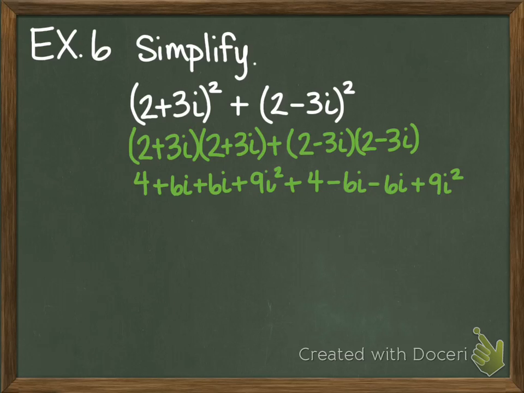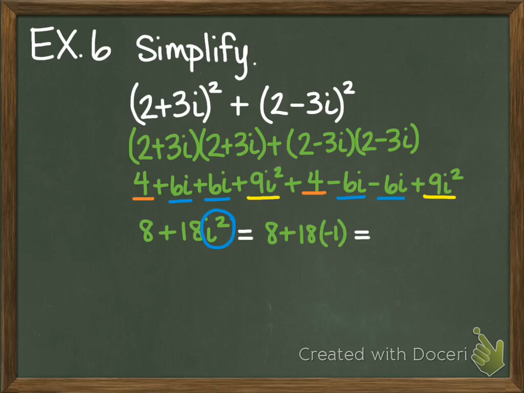So let's go through and collect like terms and see what else we can simplify. I see 4 plus 4 is my only real number, so that's going to be 8. Then I look at all of my i's, the 6i's in there, and those are all going to cancel. So I'll have 12i minus 12i, and those go away. And then I have 9i squared and another 9i squared, which will give me 18i squared. Then I need to change the i squared to negative 1. So this is going to be 8 plus 18 times negative 1, which will be 8 minus 18, which is negative 10.